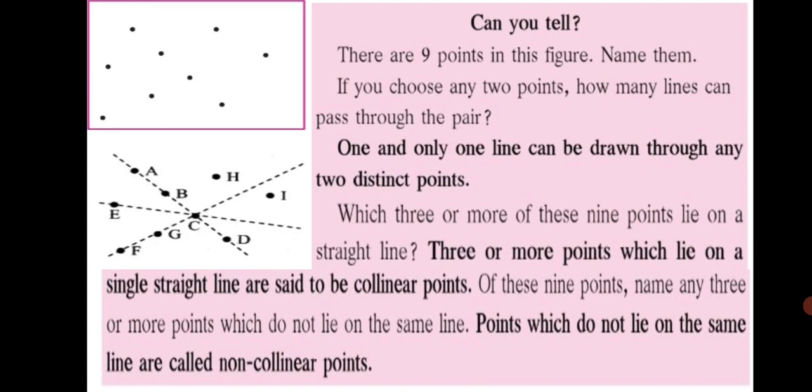Whereas A, B, C, D points, you can see they lie on the straight line. So they are collinear points. Also points F, G, C are on a straight line. So they are collinear points.